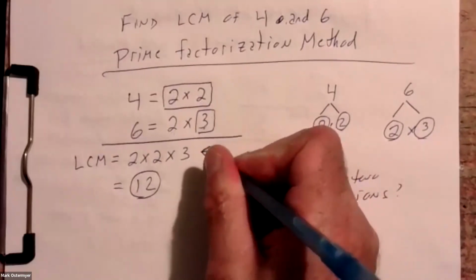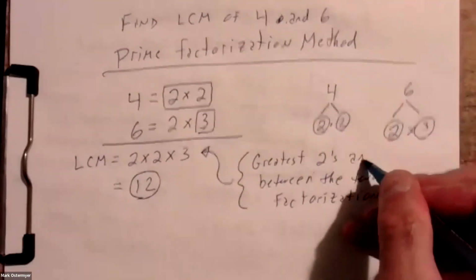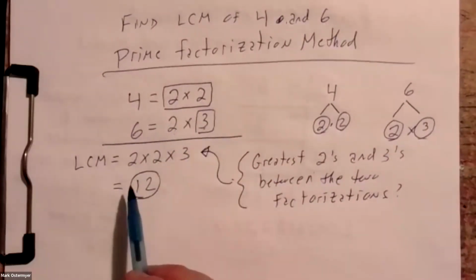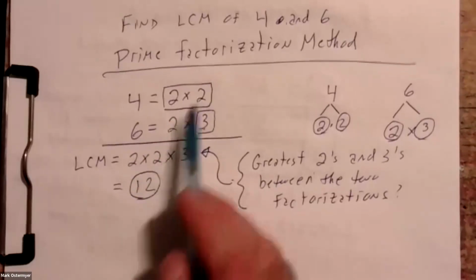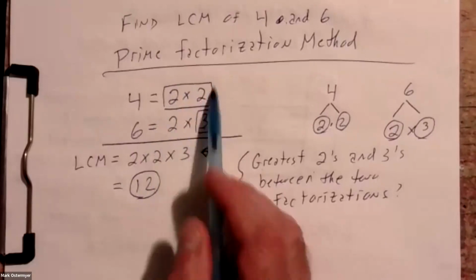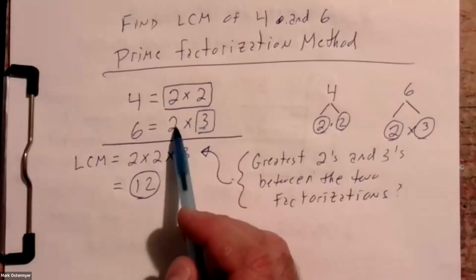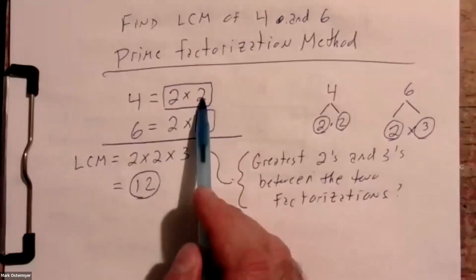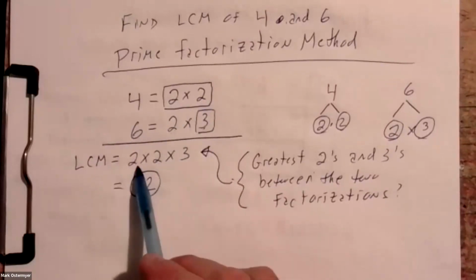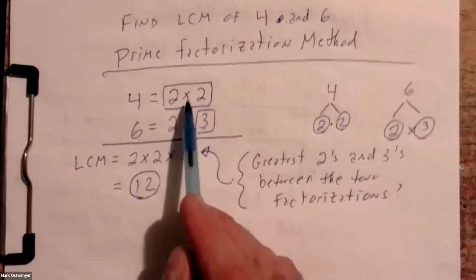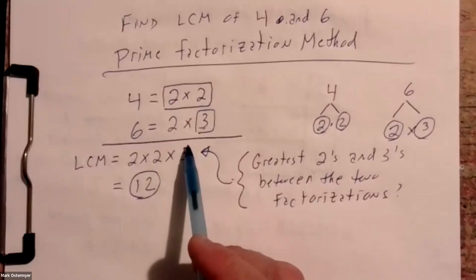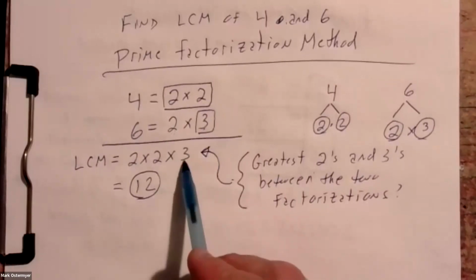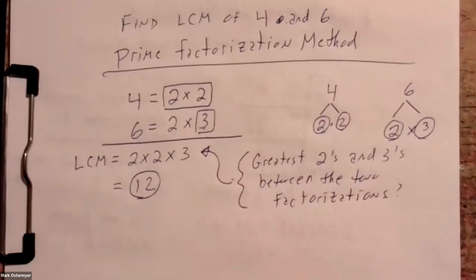You always need the greatest 2s and 3s in this case between the two different factorizations. The greatest occurrence of the 2s is 2, not 1. You don't say 3 2s because you don't join these factorizations together and count a total of 3 2s. It's between the separate factorizations. Here 2 occurs twice. Here it only occurs once. Only 2 2s occur in the least common multiple. Between the separate factorizations, 3 occurs greatest in which one? Not this one. There are no 3s. It occurs one time in this factorization. You need 1 3. 12 is your least common multiple.